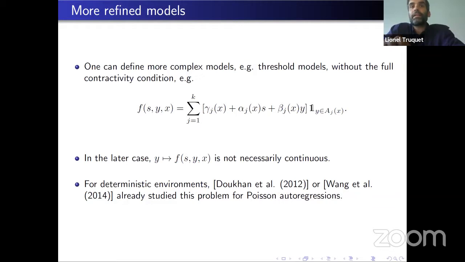For deterministic environments, you already have some studies about the existence of threshold models for Poisson autoregressions, but nothing exists, for instance, for the case of exogenous covariates, that is, with a random environment.